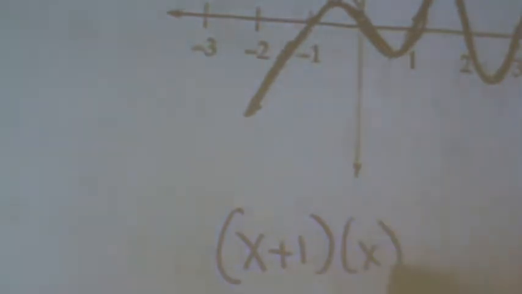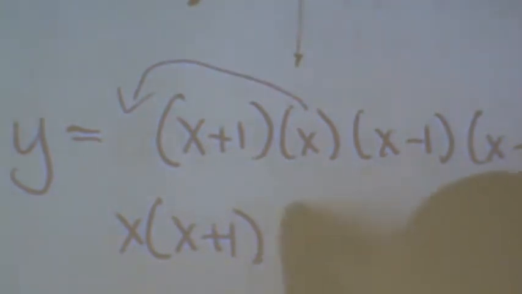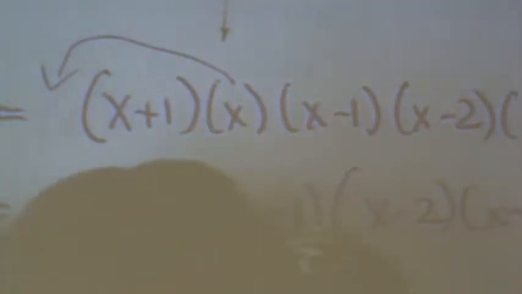Multiply it out. The next one, you have -1 is a 0, so it's x plus 1, x minus 1, x minus 2, and x minus 3. Now, don't forget y equals, and you may want to put this one in front. So start with x, and then x plus 1, x minus 1, x minus 2, and x minus 3. They're both correct.